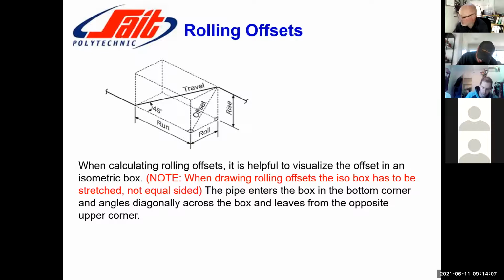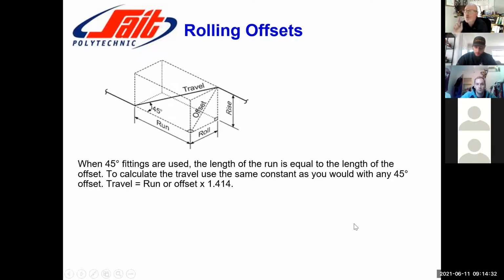And in the pipe trades, there will be times where our offset will need to roll, and sometimes it has to go around an obstruction or whatever it is. So any questions on this slide, or pretty straightforward so far? Okay.